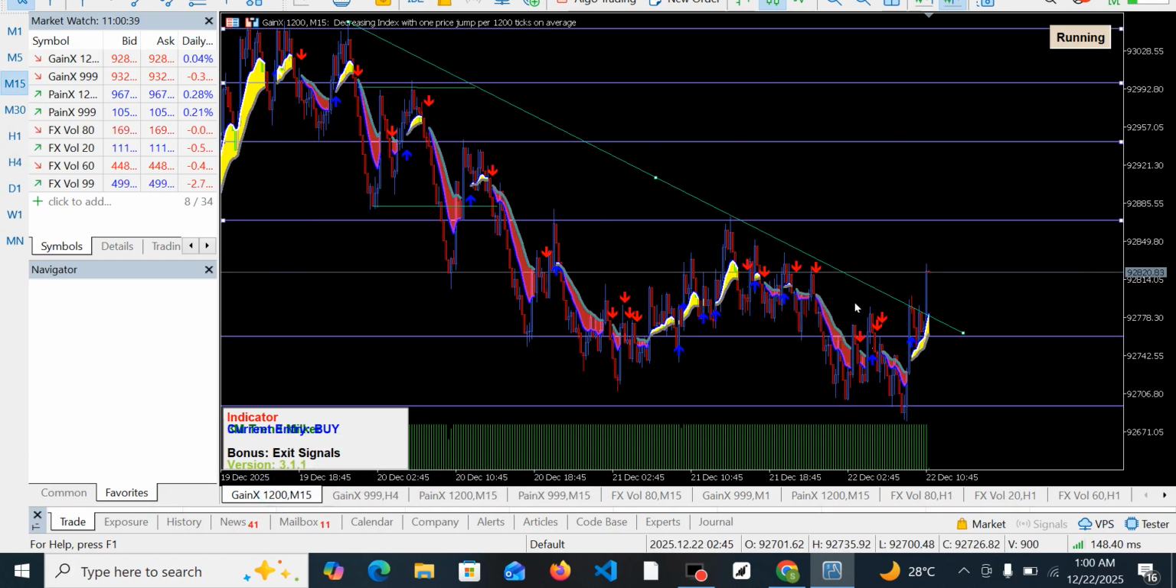Okay, that is it, guys. Just like I have explained earlier on Gain X 1200, I said these breakouts, once it happens, it is getting to this region. Check it out. You can see it is heading towards this right now. So that is just it. It is as simple as that.